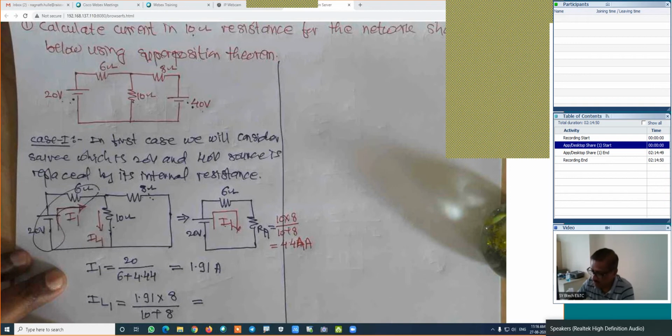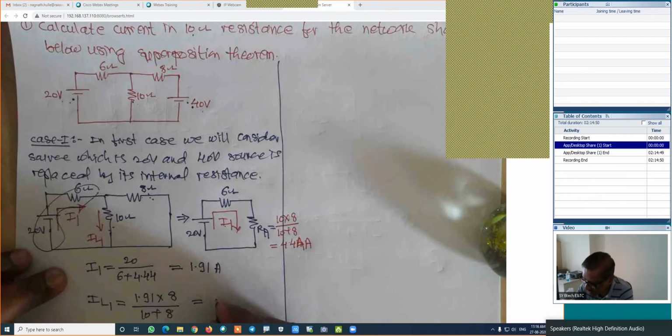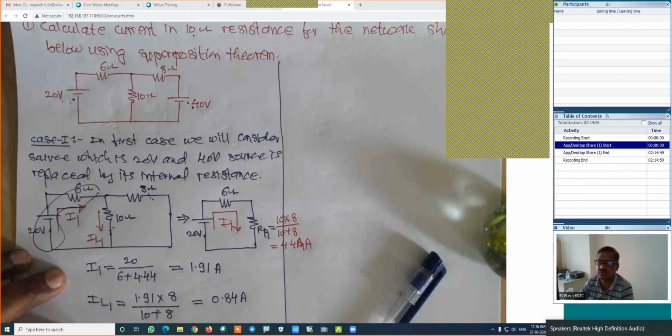0.84. This is 0.84 amperes. Check it out. I will go to someone else. किसी और के साथ check करूँगा मैं. Correct है. Correct है. How is the direction now?